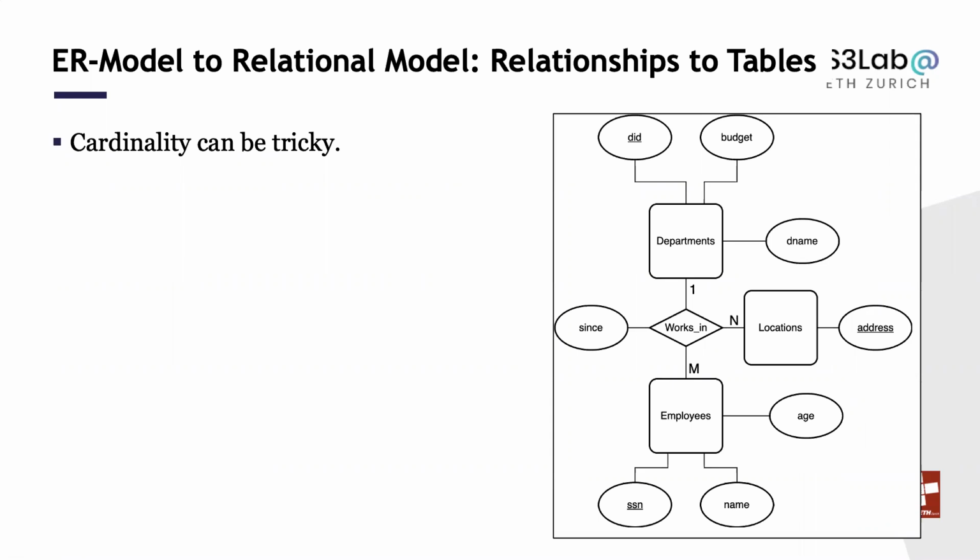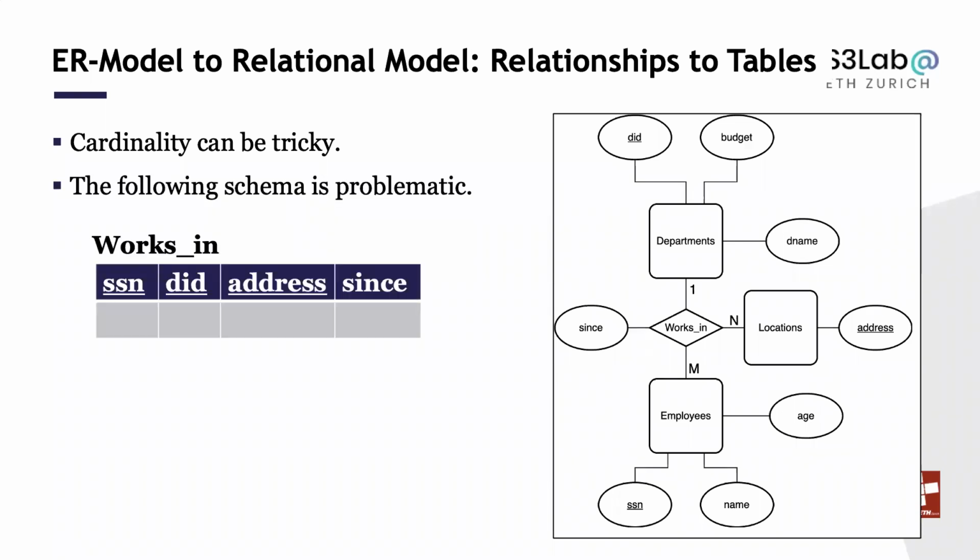The difference is now I have a cardinality constraint. Here I say, okay, if I know the employee and the location, the combination, I can uniquely identify the department. This is what I'm trying to say in the ER diagram. So when you do the translation, if you still do this, that is, you have four attributes and you have SSN, department ID, and address as the key, this will cause a problem.